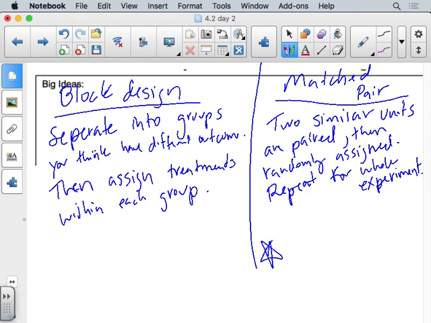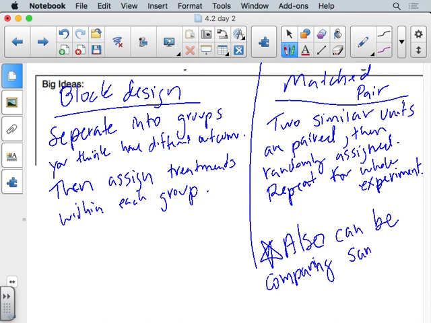We didn't do it on that one, but the other thing is a matched pairs design is also when you're comparing yourself versus yourself later. So it can also be comparing the same person to themselves.